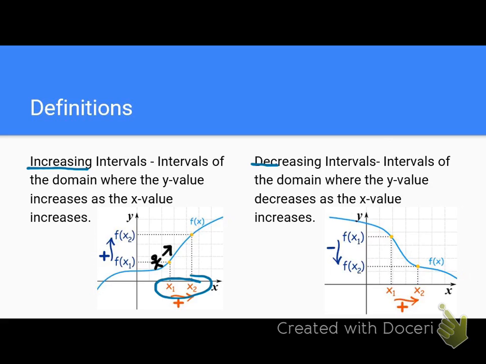Okay, then for decreasing, if I'm standing on my graph and I try to walk to the right, I'm forced to go downhill. Okay, so the y values decrease as I walk to the right. Okay, and I would say that I'm decreasing on this interval.